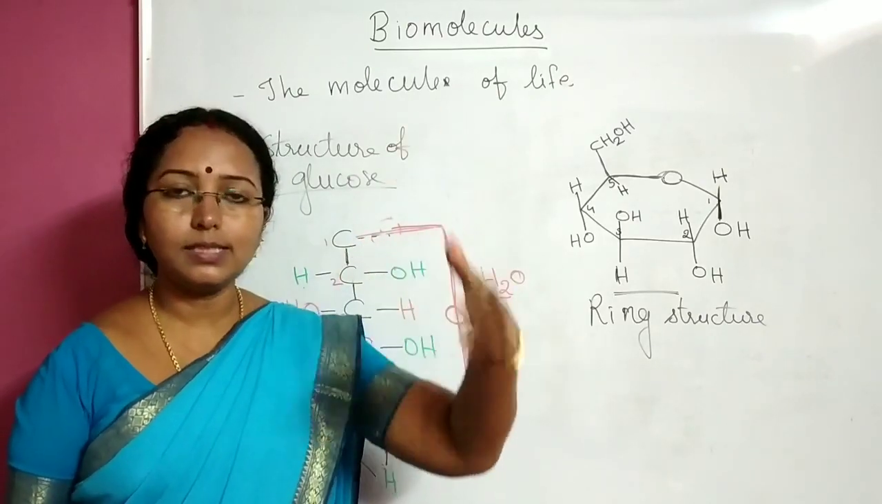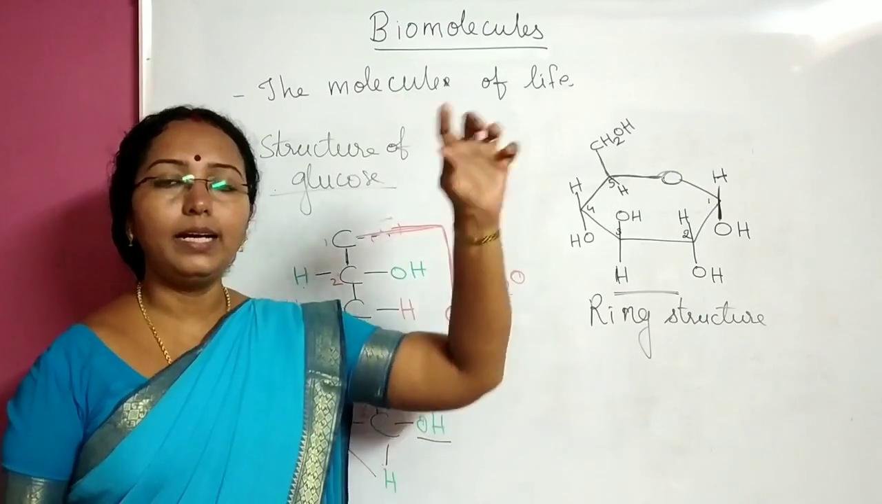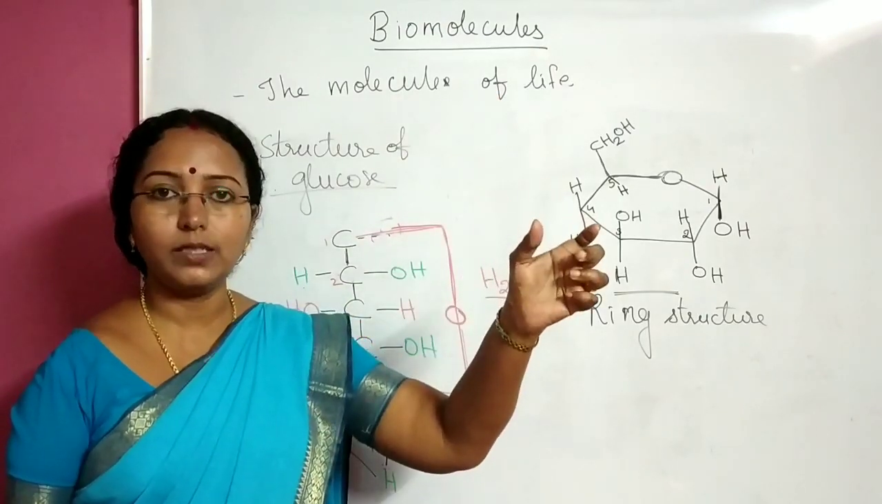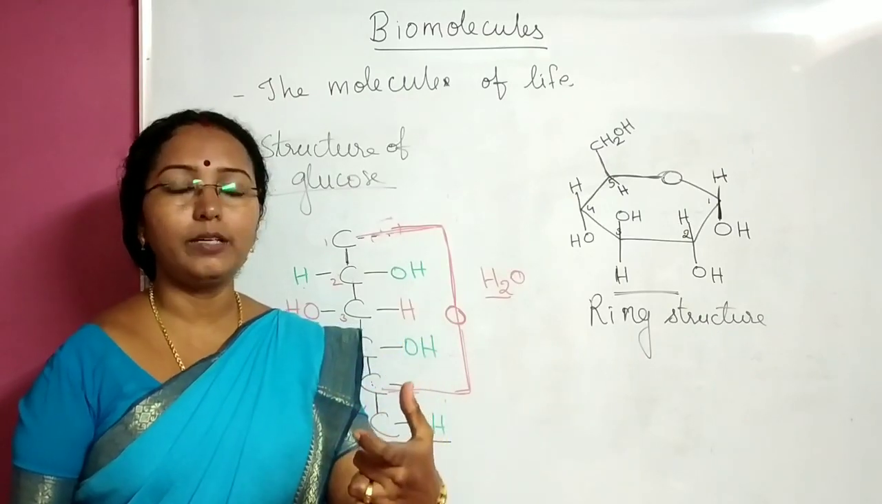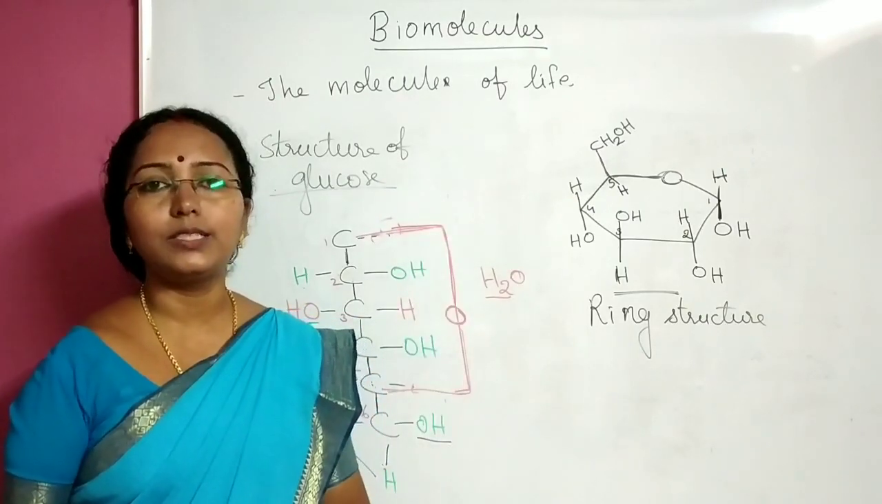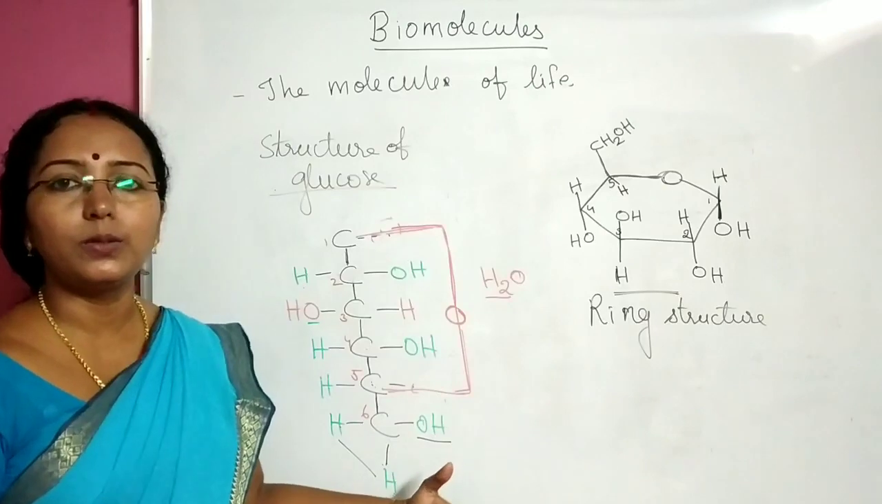So hexose, 6 carbons you have to draw. Aldehyde, first carbon should be put with that functional group. Then third carbon, orientation of OH and H you should be careful with. Or else you fill up with H and OH, you will get the structure of glucose.